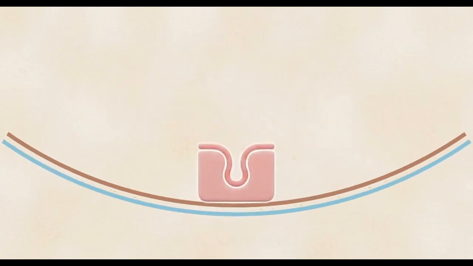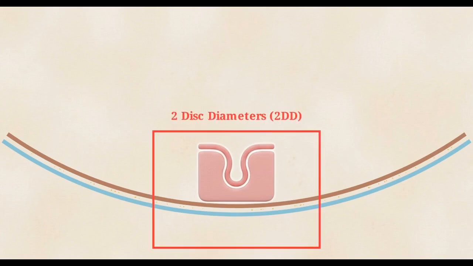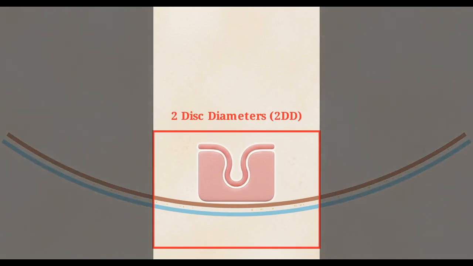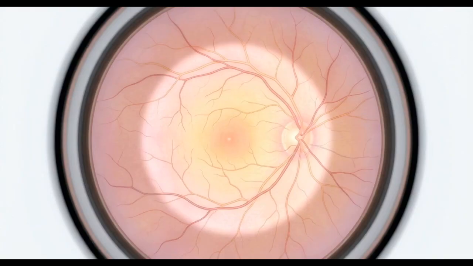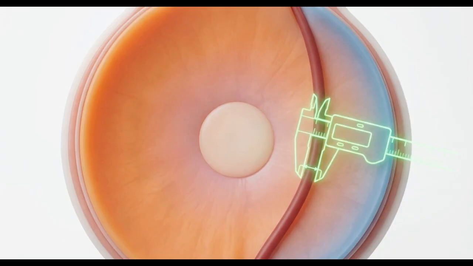But we don't look everywhere. For clinical assessment, we adhere to a strict horizontal boundary, examining the area exactly within 2 disc diameters of the central fovea. A reliable clinical trick to estimate this exact boundary in practice is to use the width of a vein at the optic disc edge as a standard unit of measurement.